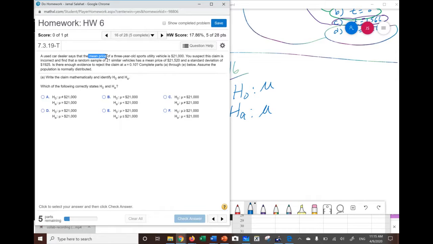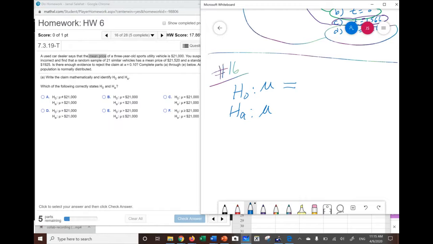So this car dealer claims that the mean price of a 3-year-old sports utility vehicle is, notice that they said is, meaning equal, is $21,000. And that is his claim. So I'm going to write the word claim in there. Now remember, if he said is not, then we're going to put is not in there and write the word claim there. In this case, we don't do that because the claim is the is and it's not the is not.